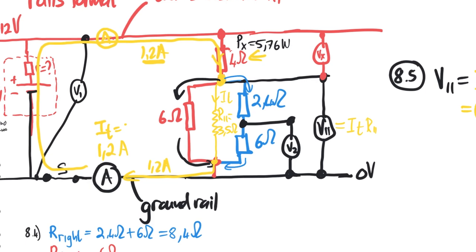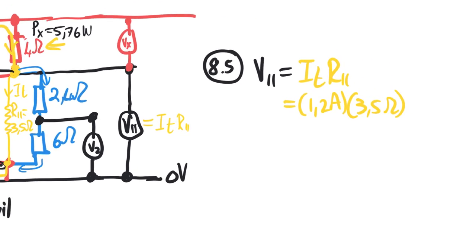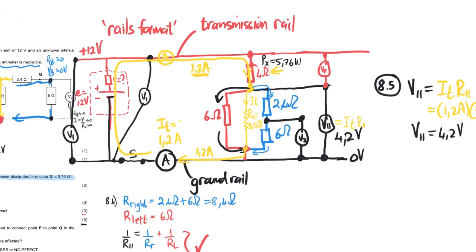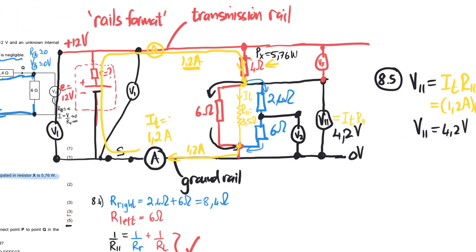So that's going to give us 1.2 times 3.5, and that's going to give us 4.2 volts. So V parallel is 4.2 volts, and I like to put it in there, 4.2 volts. Right? It's always good to take your answers and see that they fit in with the overall problem.